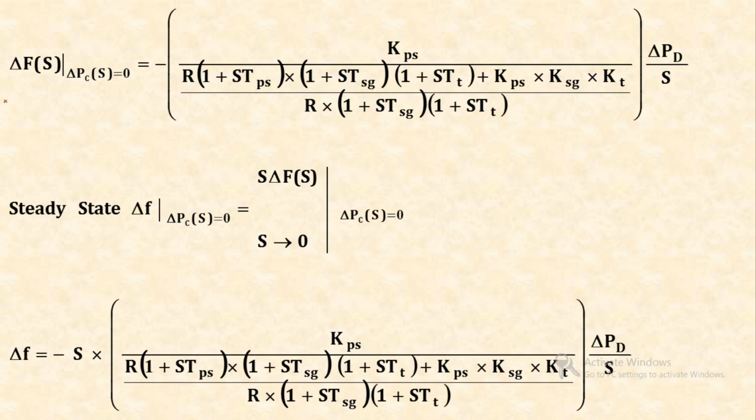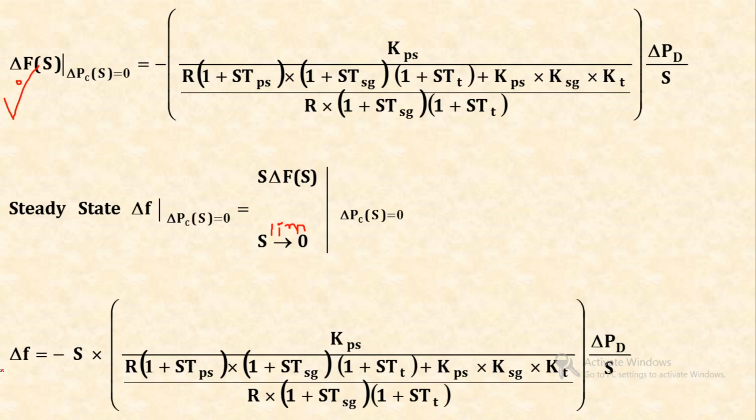Now, in Laplace domain, if we want to find out the steady state value, then the formula will look like this: limit s tends to 0, s into delta F of S. If you want to find out the steady state value in Laplace domain, then the formula is limit s tends to 0, s into delta F of S.